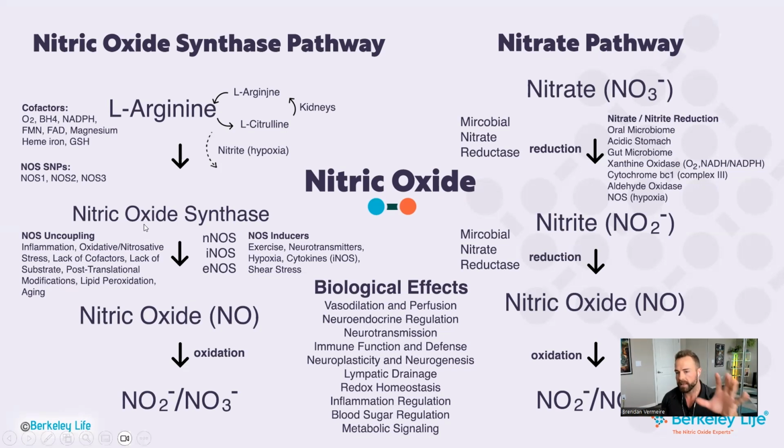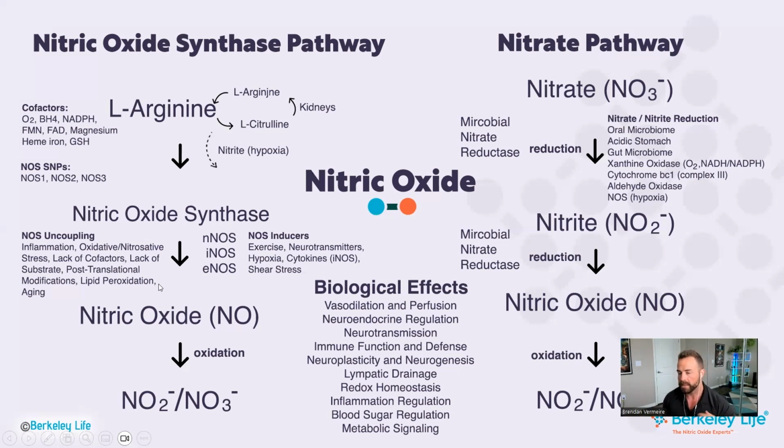So there's a lot of things that can go wrong with the NOS pathway. For one thing, we might have a nitric oxide synthase polymorphism. There are known clinically significant polymorphisms within the NOS1 gene, NOS2, and NOS3, right? So we might have genetic SNPs that predispose us to nitric oxide dysregulation. But then further, if we have a lack of cofactors or a lack of oxygen, or this phenomenon of nitric oxide synthase uncoupling or NOS uncoupling.